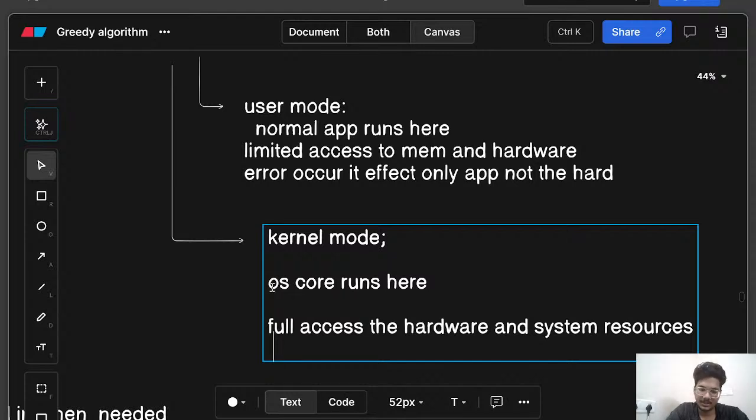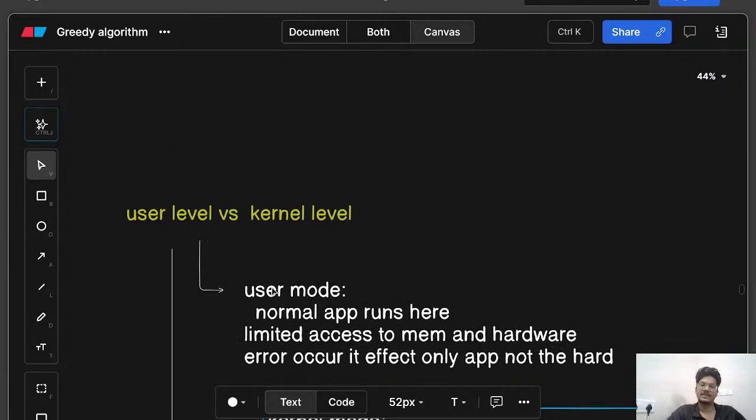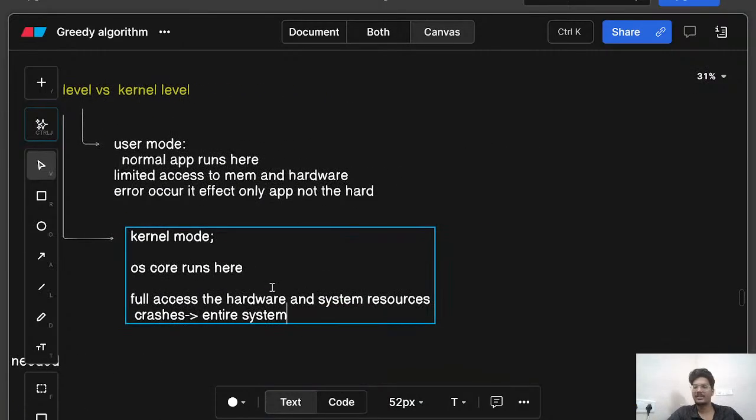Crashes affect the entire system. Switching happens via a system call when a user program requests the operating system. Okay, so next we move forward to the next question.